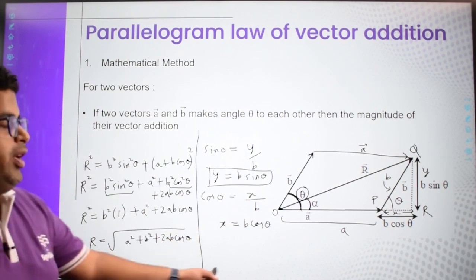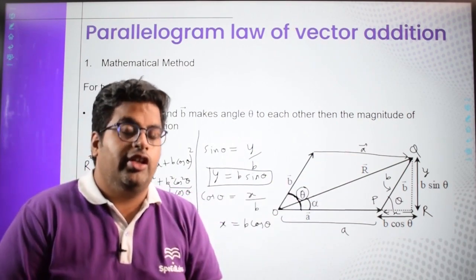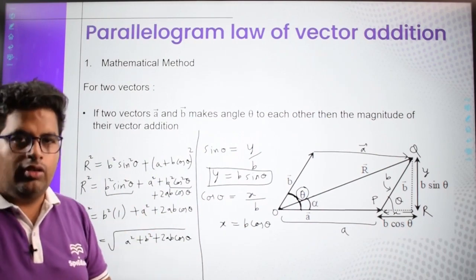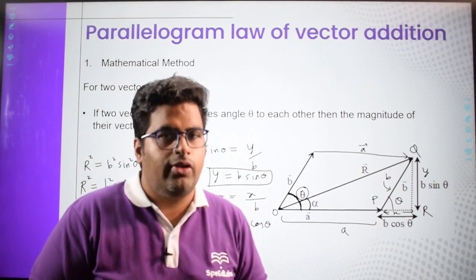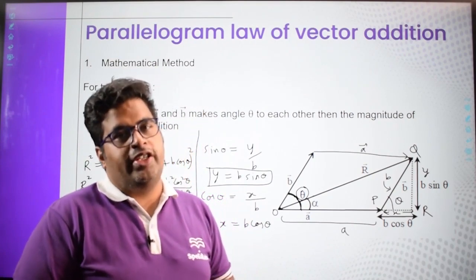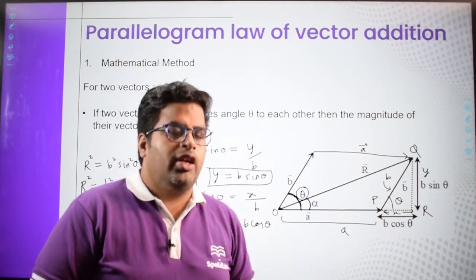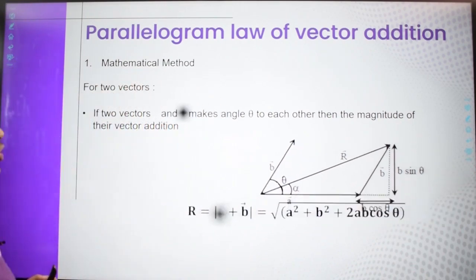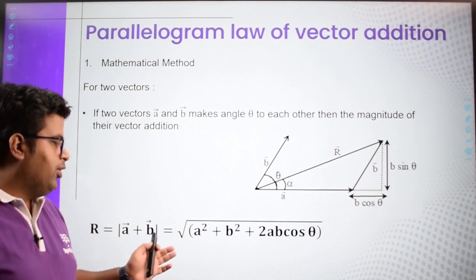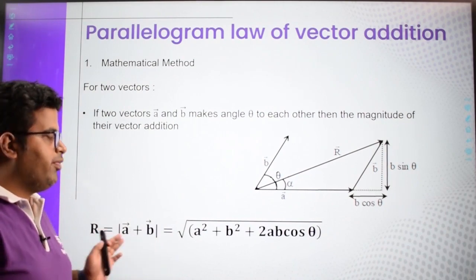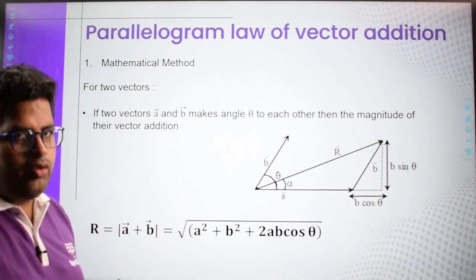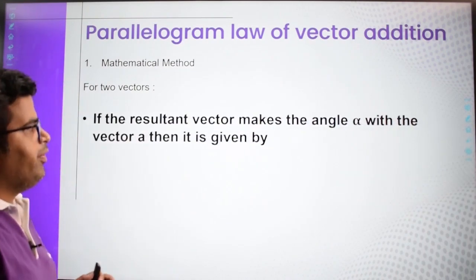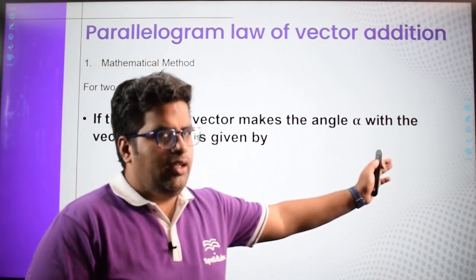So that is the magnitude of the resultant vector, which comes out as the square root of A square plus B square plus 2ab cos theta. This is how we calculate the magnitude of the resultant vector using the parallelogram law of vector addition, right? This is your formula, the magnitude of vector A plus vector B, which is R, and that's your final outcome. Now we are going to see the case where the resultant vector makes an angle alpha.